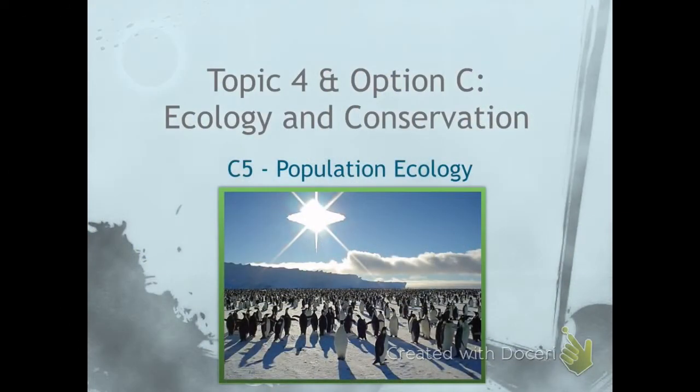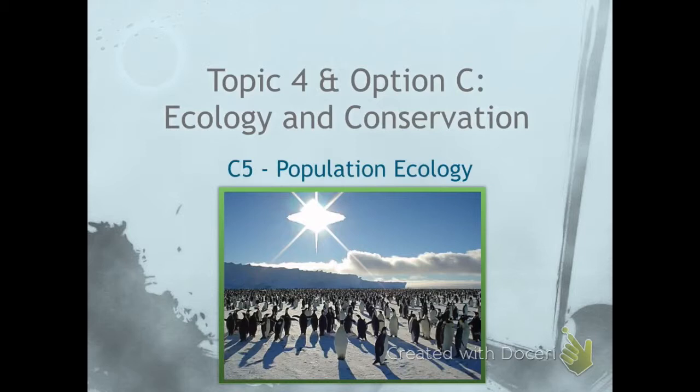Hey guys, so we are going to begin topic C5, which is population ecology. Population ecology is basically concerned with factors that influence organisms' populations and how we obtain those numbers. Now keep in mind that a population is defined as the number of organisms of a species in an area.